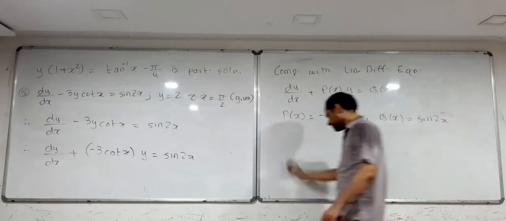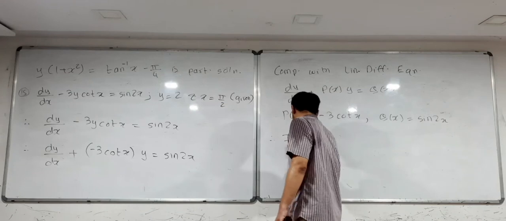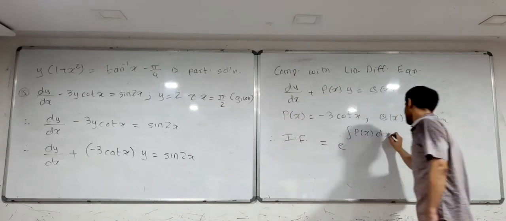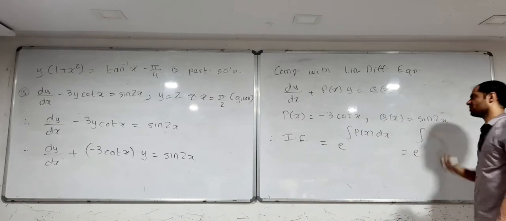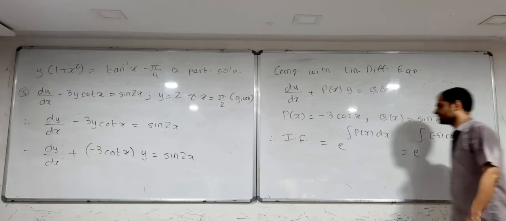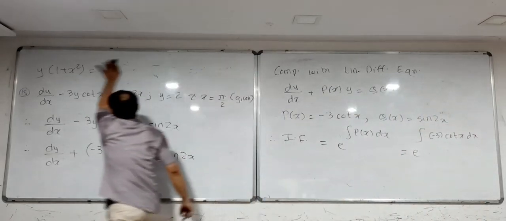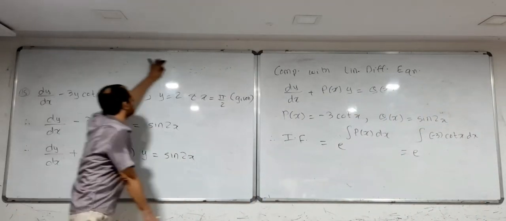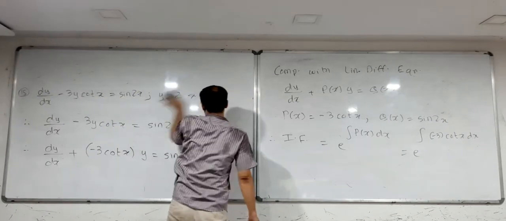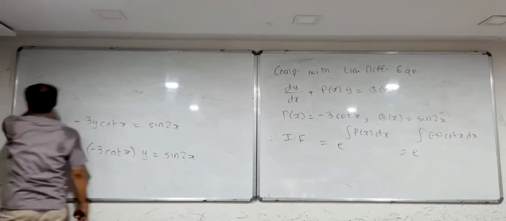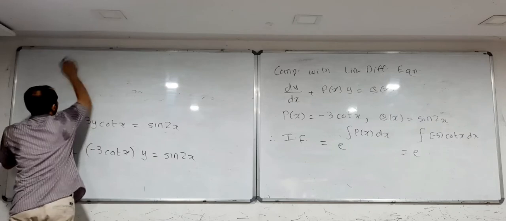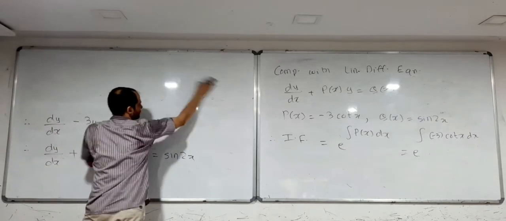Okay. Now the integrating factor we write as IF. IF is e raised to integration of p of x dx, e raised to integration of minus 3 cot x dx. So how much will IF be? Minus 3 integration of cot x. What is integration of cot x? Log mod sin x. Then the minus 3 goes into the power, so sin x raised to minus 3, which I will leave as 1 upon sin x cube, which is cosec cube x.